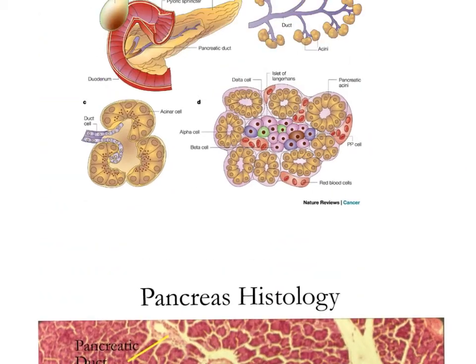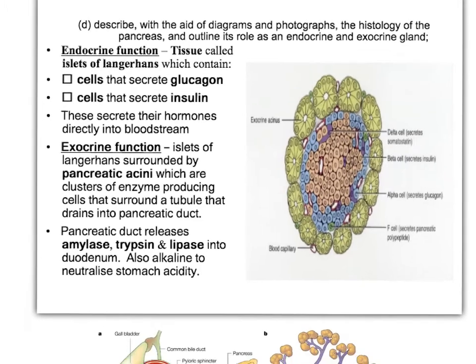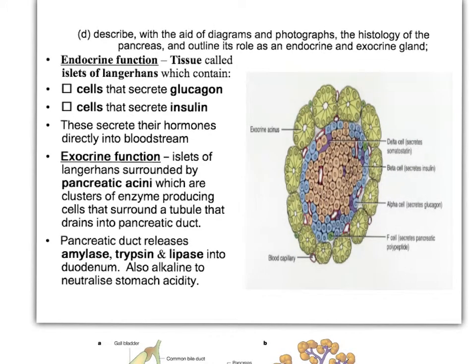So in summary, what you should be able to get from this slide: you should know the difference between the endocrine function of the pancreas and the exocrine function. In terms of the endocrine function, you should know that alpha cells, I'll just write a little alpha in there, secrete glucagon, and beta cells, just write a little beta in there, beta cells secrete insulin.